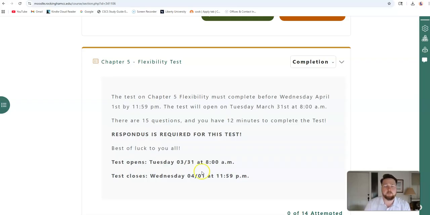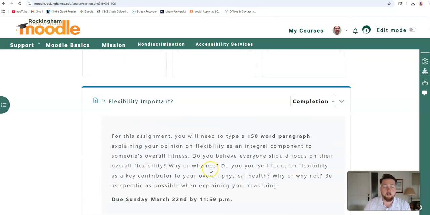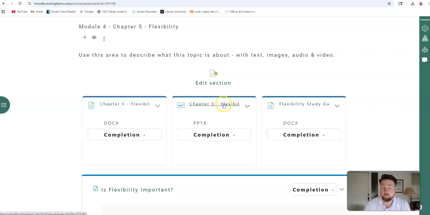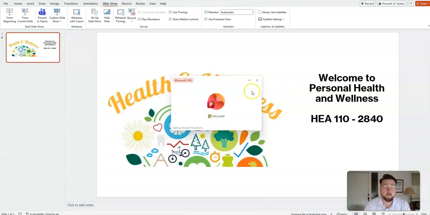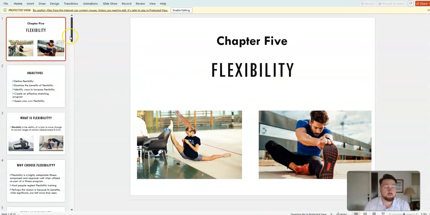It's not a very long chapter, but it's very important to not leave out flexibility for your overall fitness, your overall physical health.